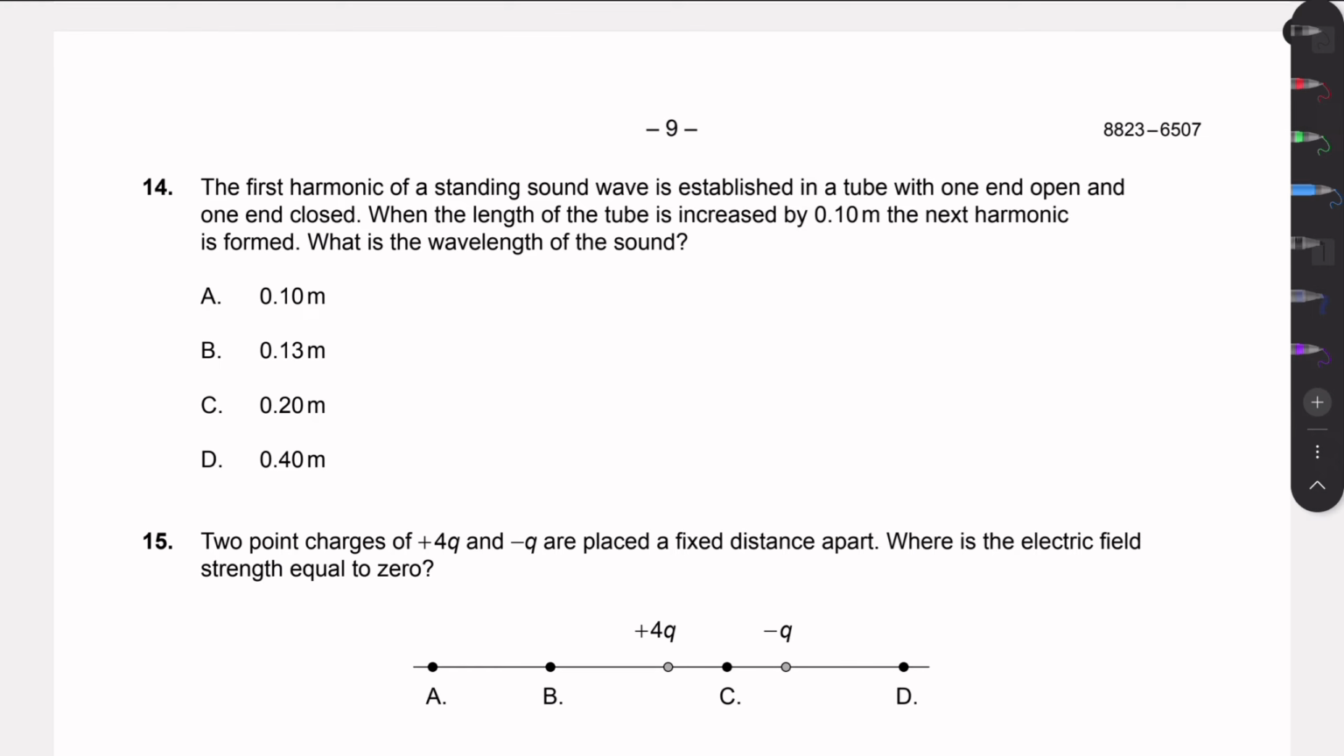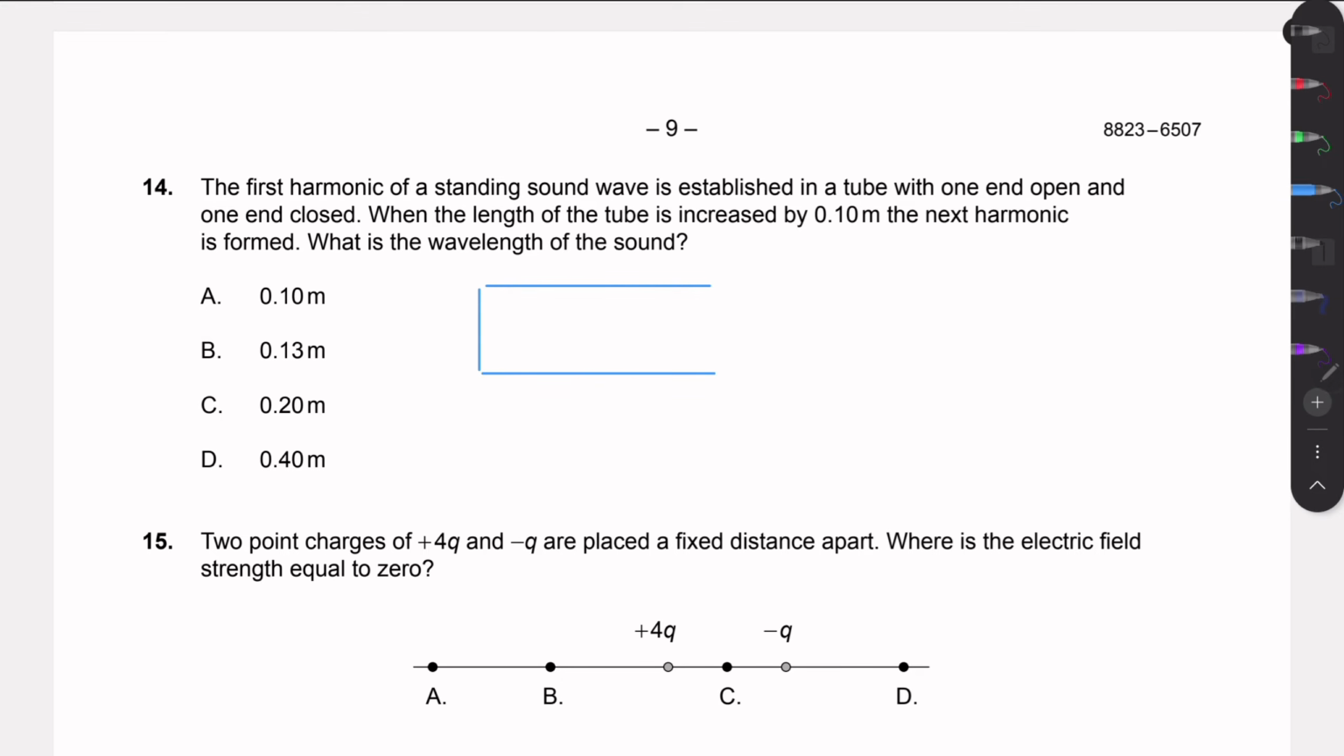So here, we're given that the first harmonic for a standing sound wave is established in a tube, one end open, one end closed. The length of the tube is increased by 10 centimeters. The next harmonic is formed. What is the wavelength? All right, so let's see what's happening here.